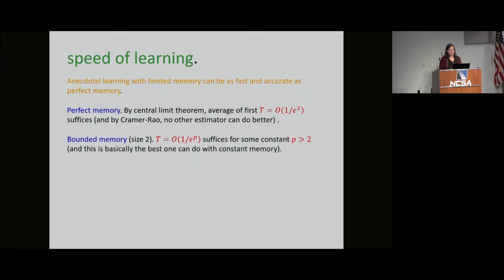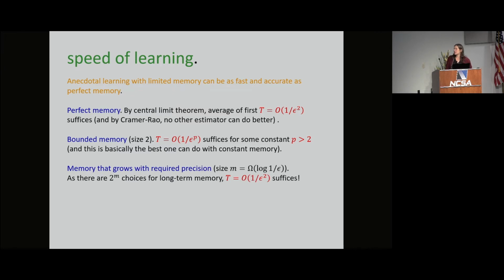memory states. But recall that when you have perfect memory, you can learn in just 1 over epsilon squared steps, right? You could decide to make a guess after just 1 over epsilon squared steps. And what I showed you is something like 1 over epsilon to the p. And we actually know, we have a proof that with constant size memory, you can't get 1 over epsilon squared. So you might ask, are you really sacrificing anything through this anecdote thing?